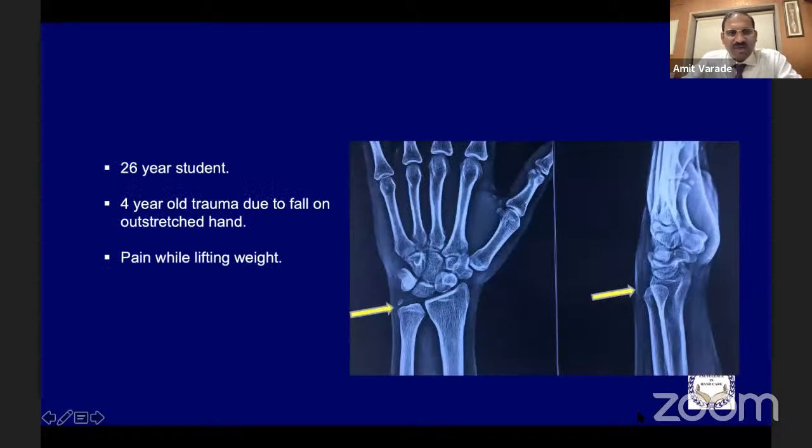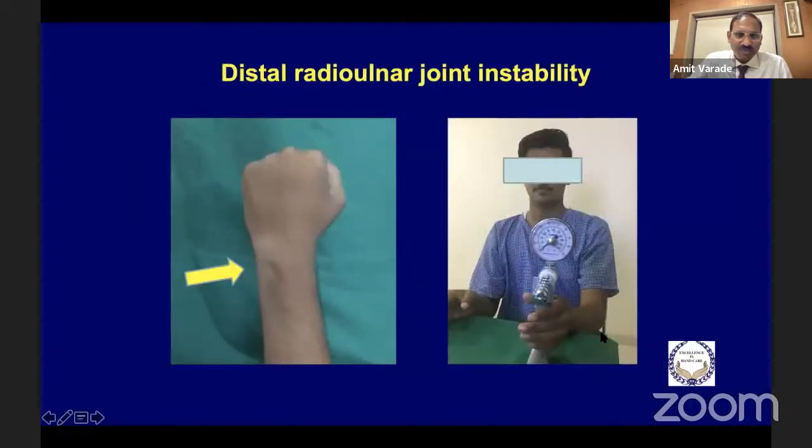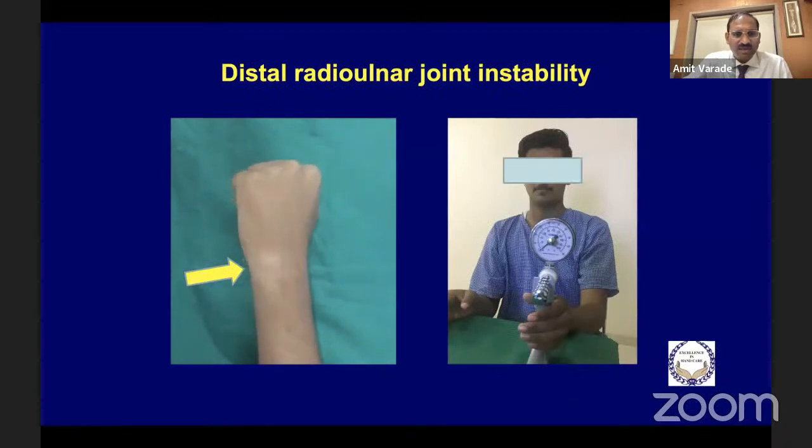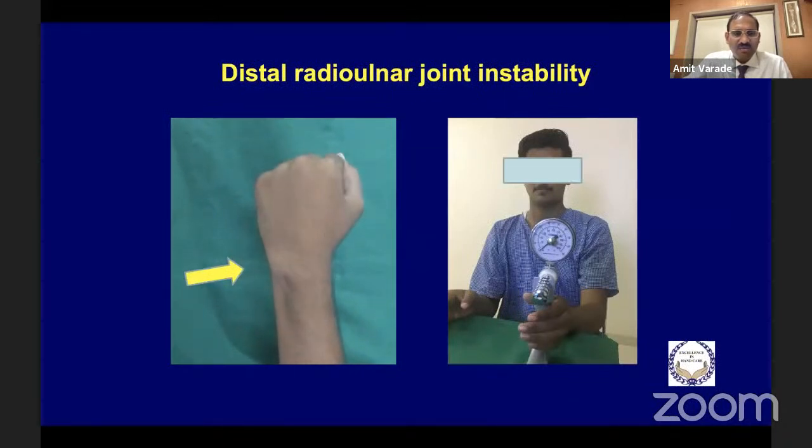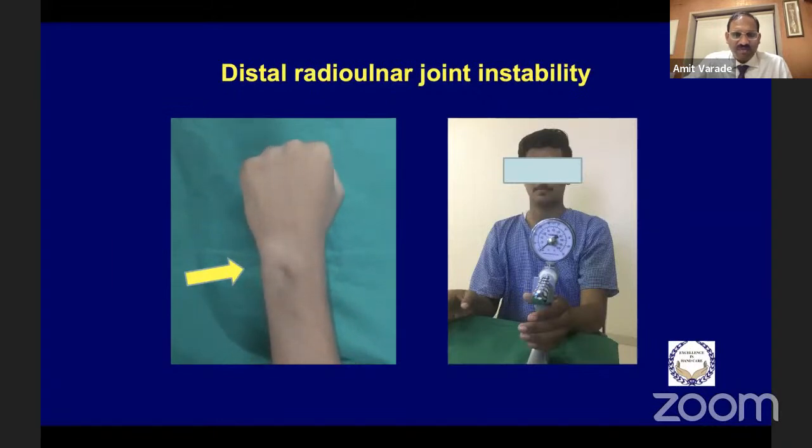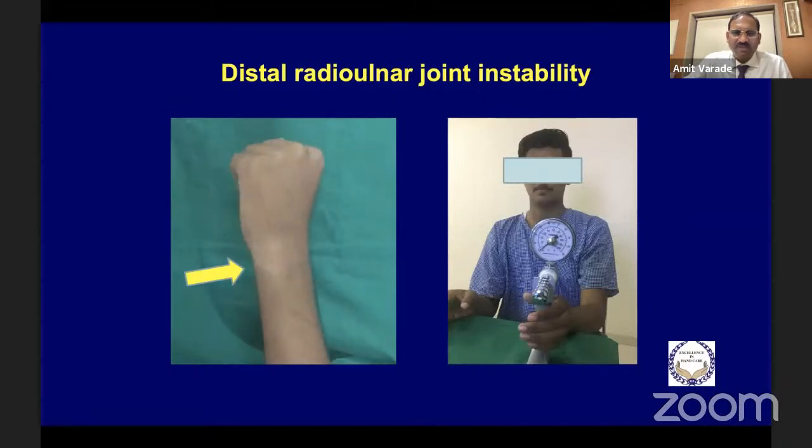This 26-year-old student had pain on the ulnar side of the wrist joint, and he was not able to lift heavy weight. He had trauma and an ulnar styloid fracture 4 years before. On X-ray, we can see very well that there are remnants of the ulnar styloid. Most of the ulnar styloid was resolved. And here we can see subluxation of the DRUJ. This was the clinical picture. We can see the click on pronation and supination. And preoperatively, his grip strength was also reduced.